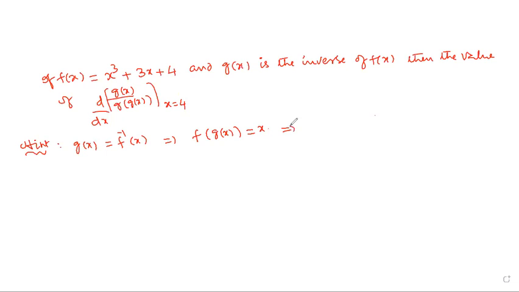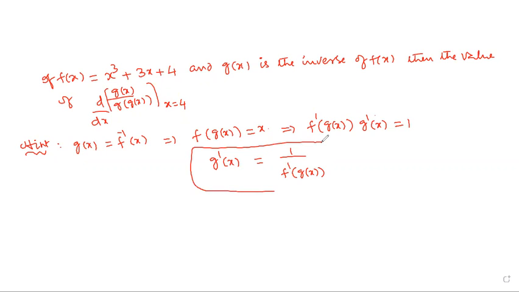Apply the derivative once: f dash of g of x times g dash of x, by the chain rule, is equal to 1. So now I will write g dash of x is equal to 1 by f dash of g of x. Keep it in the box. This is the one equation, it is clear.